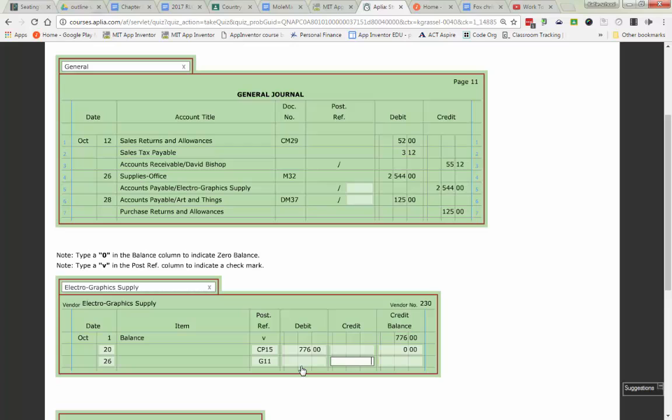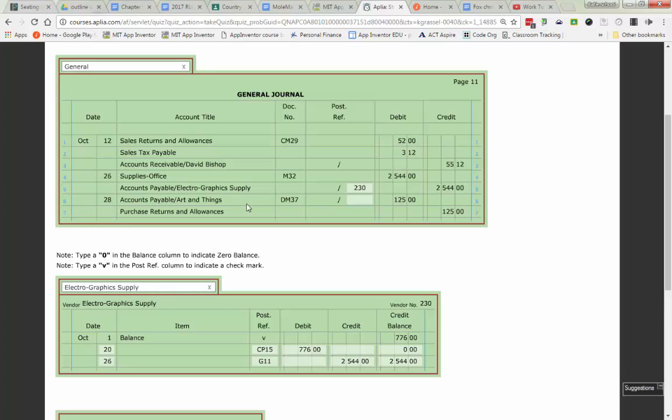And I'm going to put it as a credit of $2,544. How do I know it's a credit? The amount right here on this line going across is from my credit column. This transaction that we're recording is where we bought supplies on account from them, so we are going to owe them money. Last step I do is put account number 230 back up in my general journal to show that I posted it.